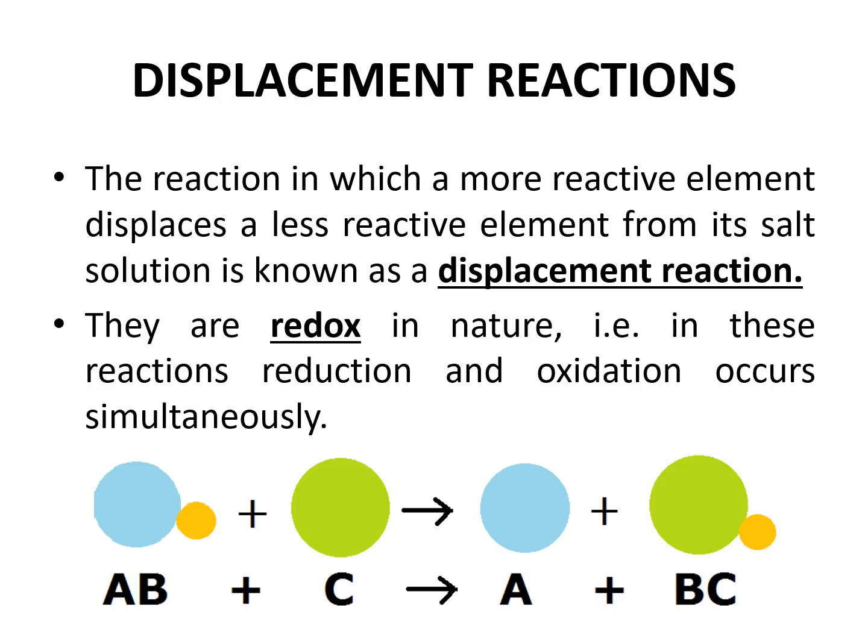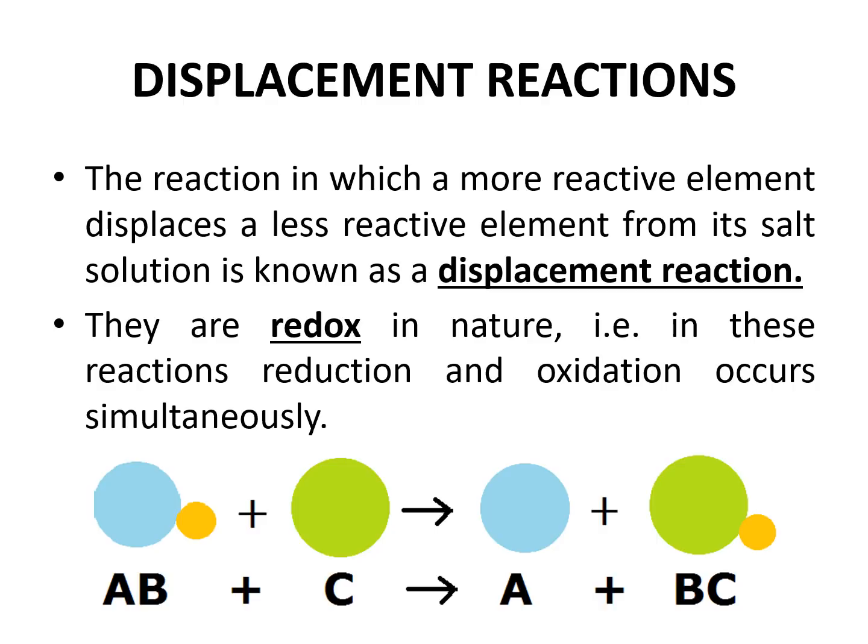For example, we take a general reaction, taking a compound which is AB and add C to it. Here, since C is more reactive than A, it will displace A from AB and hence A plus BC will be formed. We take the next example.